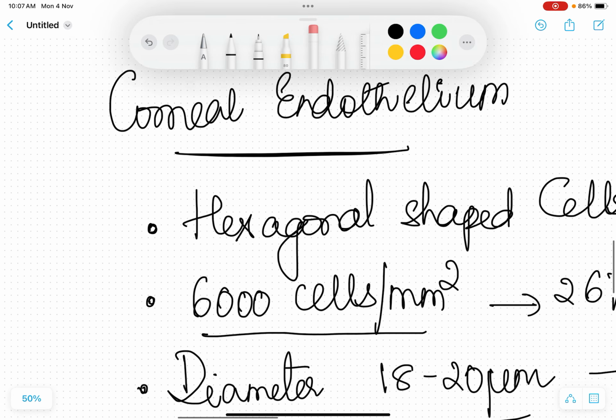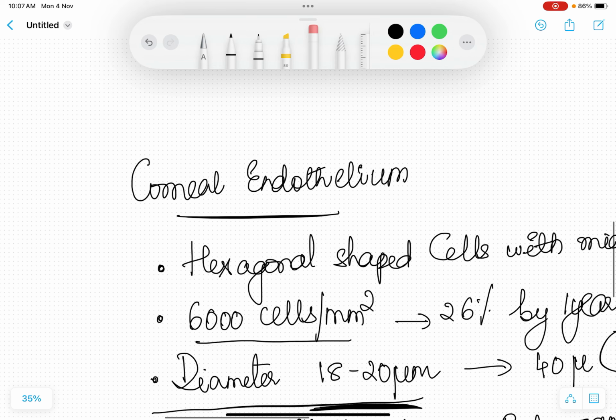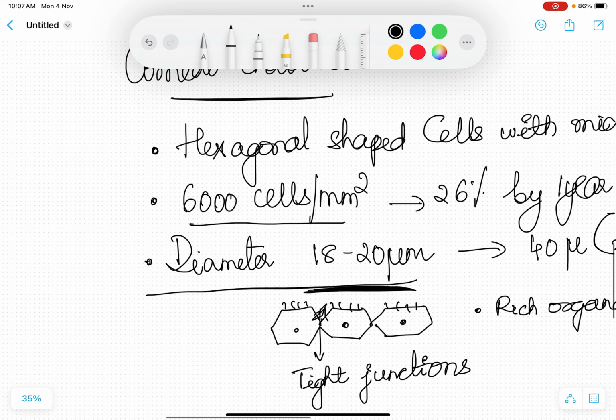Then comes the corneal endothelium. Now the corneal endothelium cells are hexagonal in shape with surface microvilli adherent to one another by tight junctions. So the cell density at birth, which is 6,000 cells per millimeter square, decreases by 26% by the first year of life and further from there on.